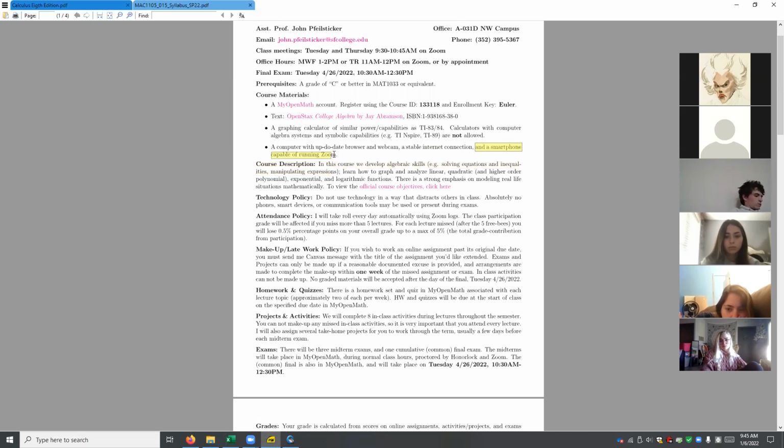The final thing you need is a smartphone that's capable of running Zoom. During class, I think it's wise to sign in from your laptop or whatever your main device is. But for the tests, we're going to use a proctoring system, a kind of dual-pronged proctoring system. We'll be using HonorLock on your computer, and we'll be using Zoom on your phone. And I'll explain the details of that when the tests get nearer.